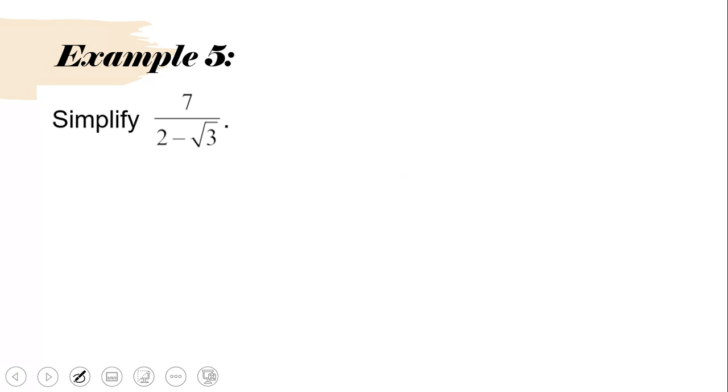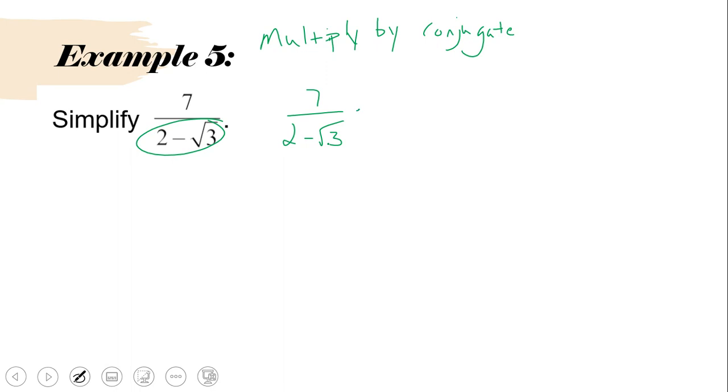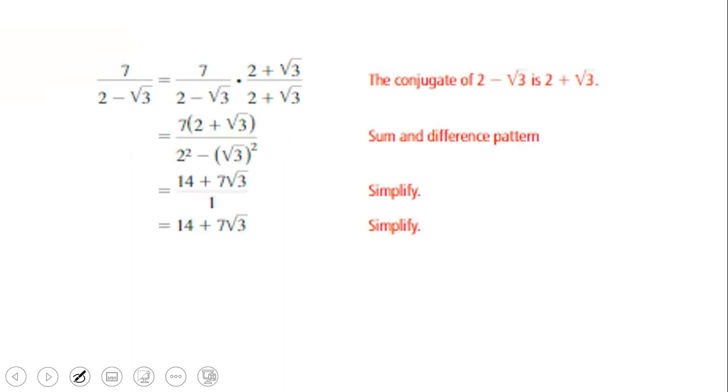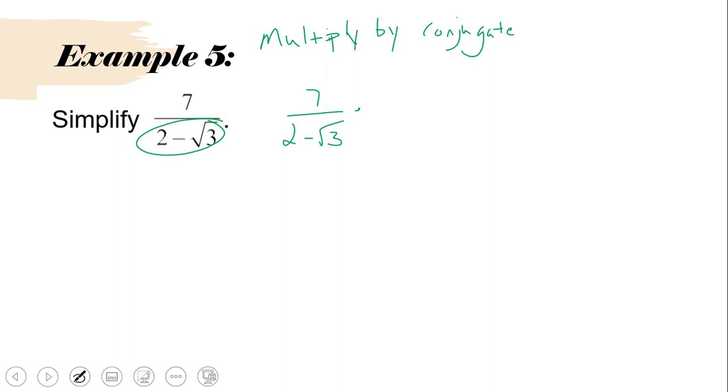Okay, next example. We have 7 over 2 minus the square root of 3, and we have to get rid of that square root on the bottom. When you have something like this, you're going to multiply by what's called the conjugate. So what does that mean? That means 7 over 2 minus the square root of 3. We have to multiply this by the conjugate, which is going to be 2 plus the square root of 3.